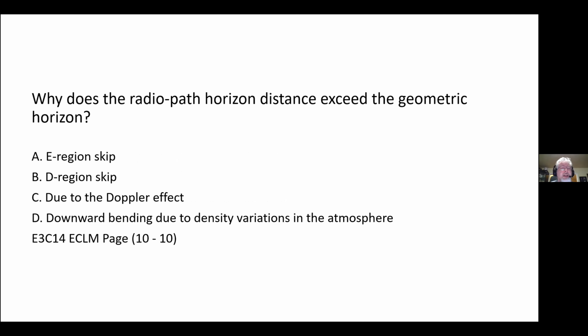Why does the radio path horizon distance exceed the geometric horizon? A, the E region skip.